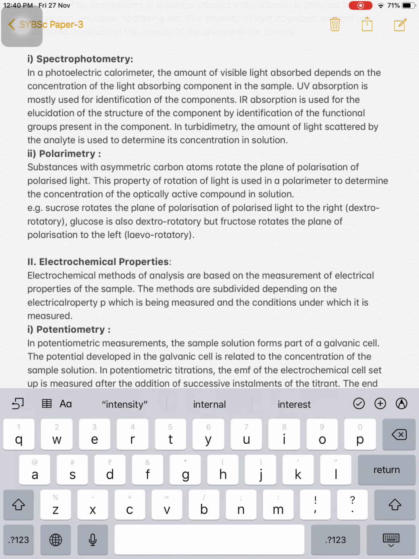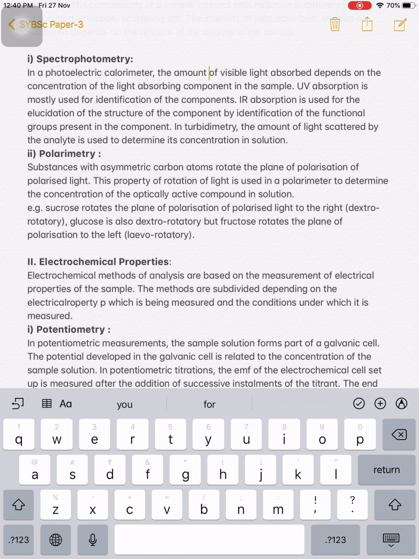Now see here what happens in spectrophotometry. In photoelectric colorimetry, I think you have studied in the last FY class. In photoelectric colorimetry, the amount of visible light absorbed depends on the concentration of light absorbing components in the sample. How much light absorbing component is present in the sample is directly proportional to the amount of visible light absorbed. If the concentration of the light absorbing component in the sample is more, then the amount of light absorbed is more.